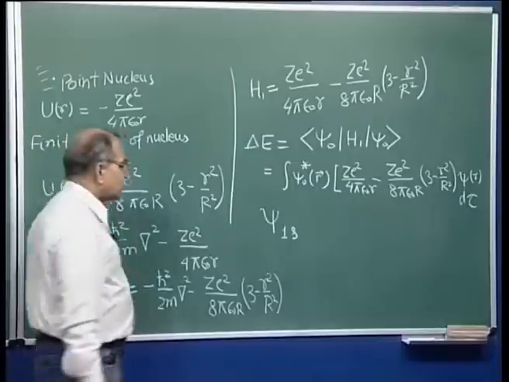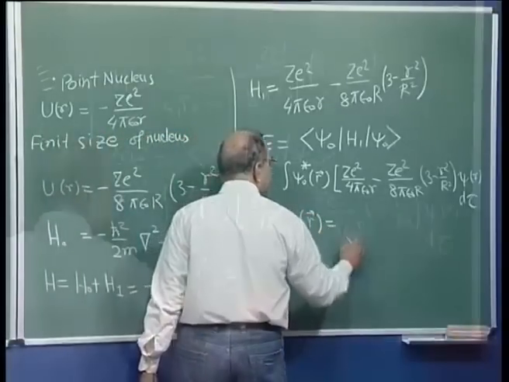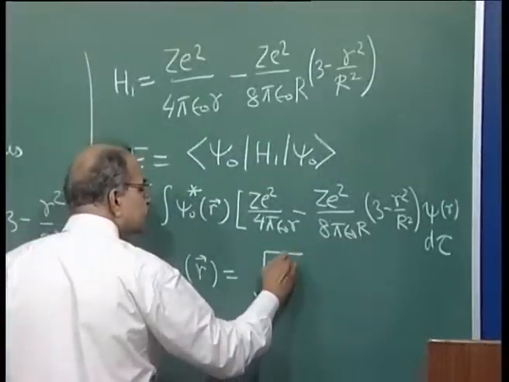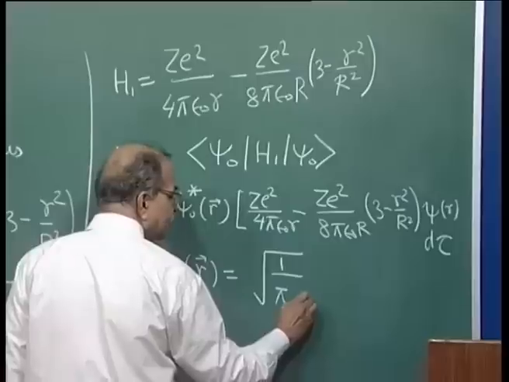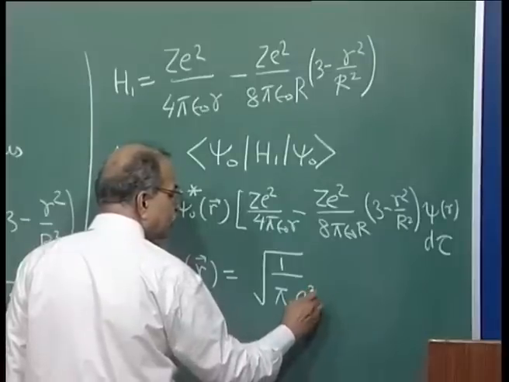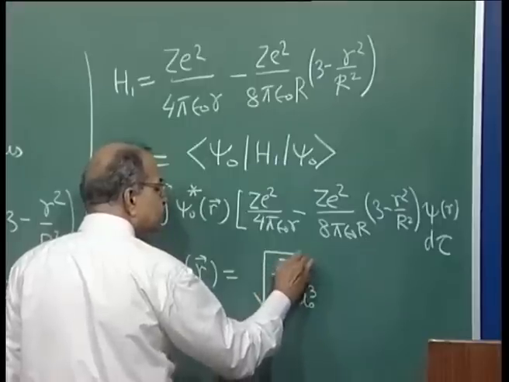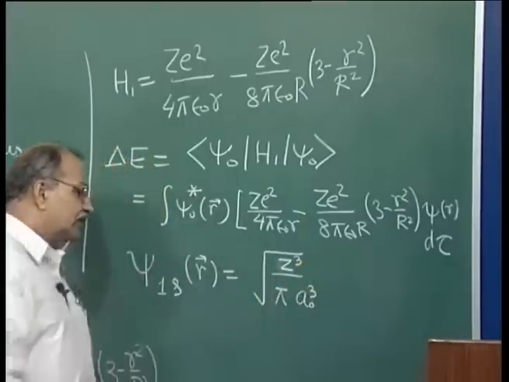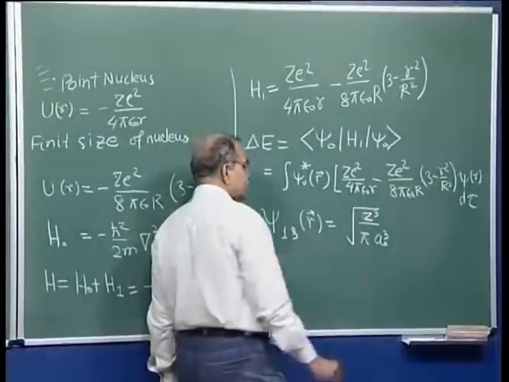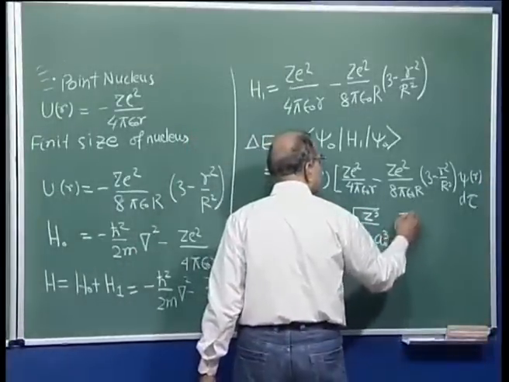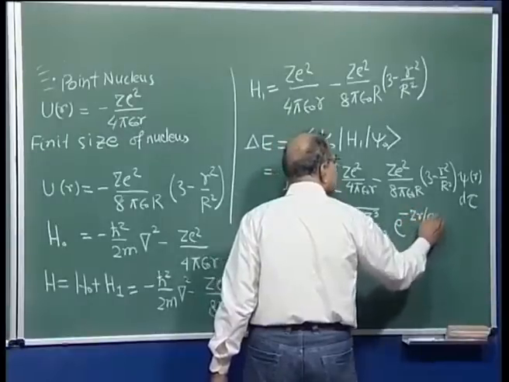So, that is the normalization constant, 1 over pi a naught cube. If it is a naught cube here, it should be z cube here. A naught and z always come in one combination, a naught by z. So, this is the normalization constant, and then you have e to the power minus z r by a naught.